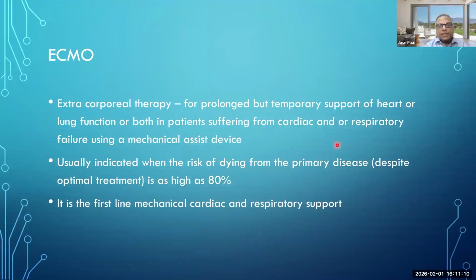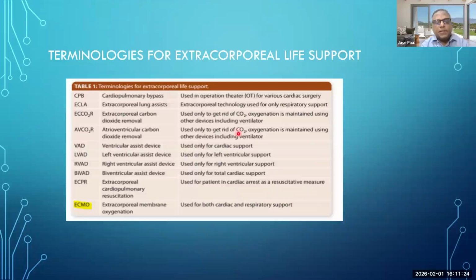And usually it is indicated when the risk of dying from the primary disease, despite optimal treatment, is as high as 80%. It is a first-line mechanical cardiac and respiratory support, often used in the sickest of these patients. So what are the terminologies for extracorporeal life support? There are a lot of life support treatments, like cardiopulmonary bypass, which we all know, that is used in cardiac surgical operation theaters for various cardiac surgeries. Then you can have extracorporeal lung assist, then extracorporeal carbon dioxide removal, arteriovenous carbon dioxide removal.